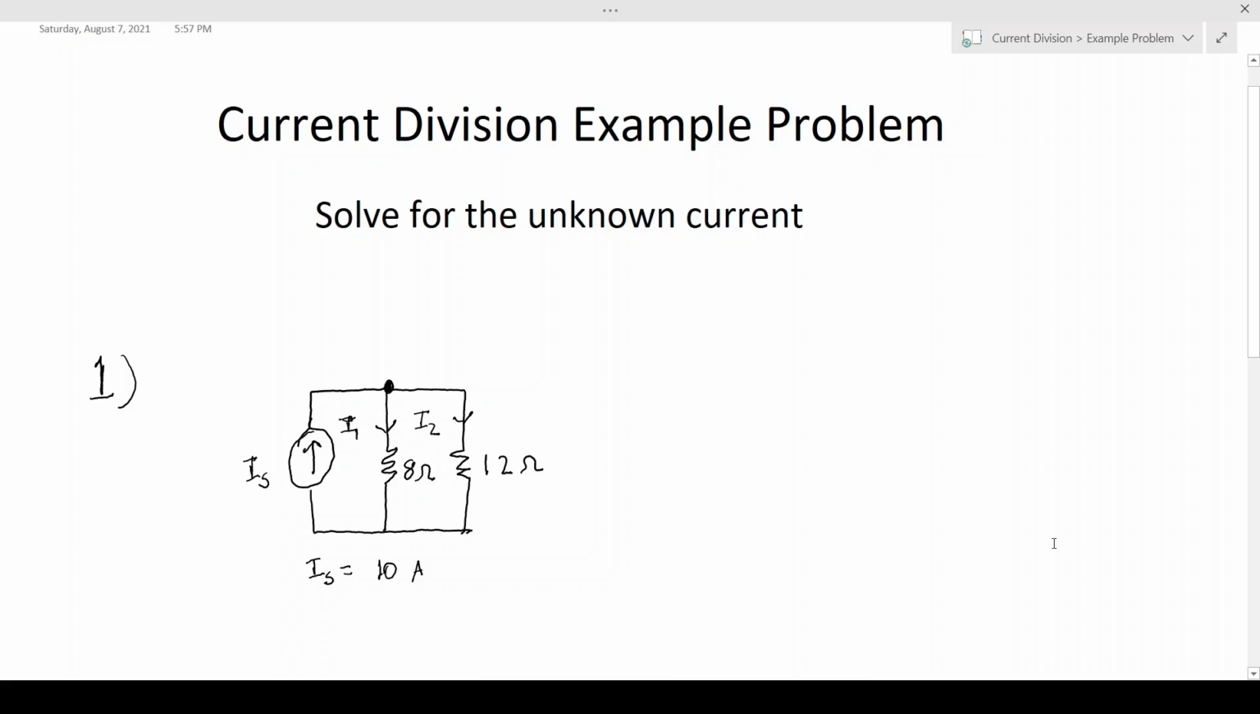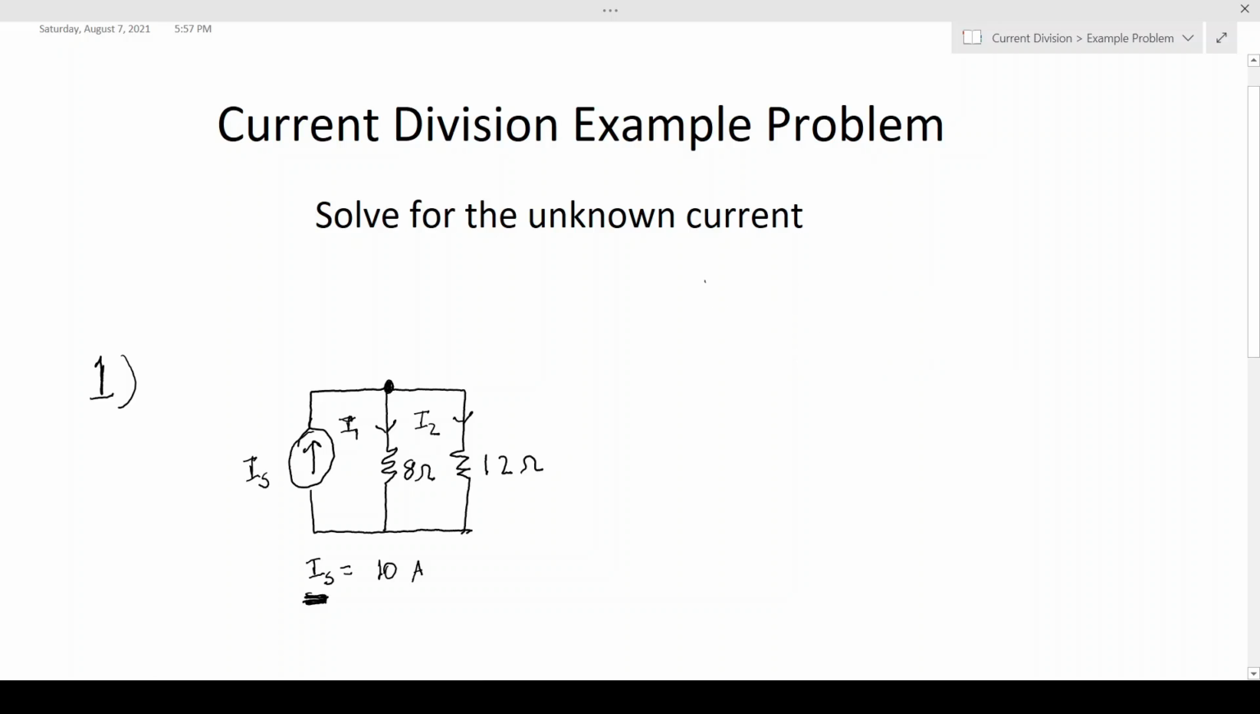Looking at example problem number 1, we have two unknown currents, I1 and I2. We know the value for IS, which is the current source. It's 10 amps. So what we're going to do is write down the current division equation for I1 and I2, and then plug in values into the equation and evaluate it for I1 and I2. So we are going to try to solve for I1 first.